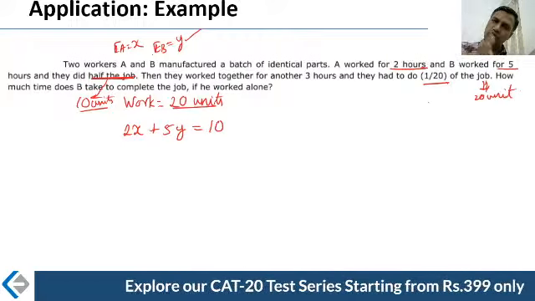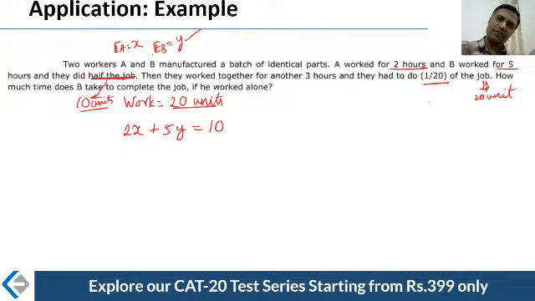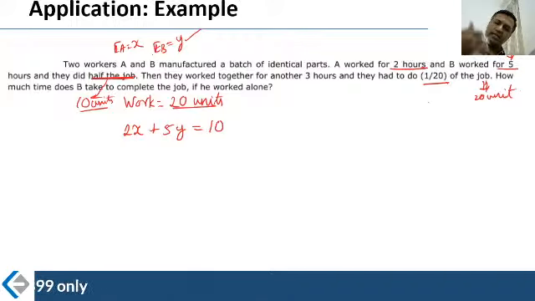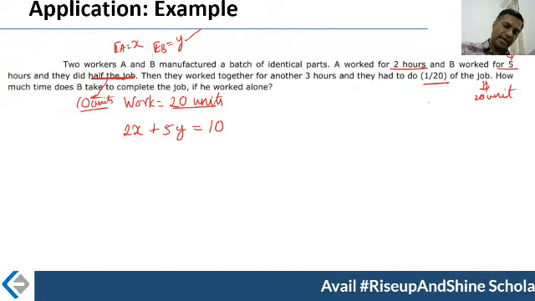All right, now A worked for 2 hours and the efficiency is x units per hour. So therefore 2x. The efficiency of B is y units per hour. Therefore 5y because he worked for 5 hours. Therefore 2x plus 5y is equal to 10. That's the first point. Okay, next what happened?